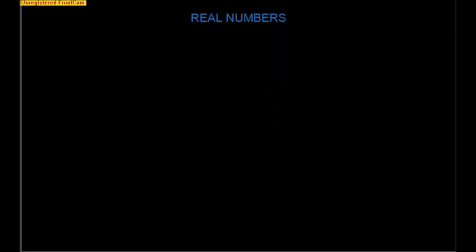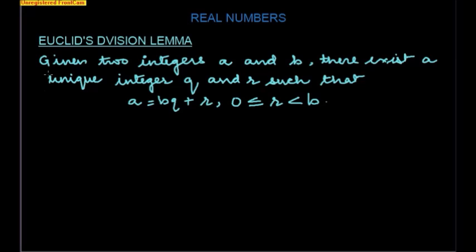Now I will tell you about Euclid's division lemma. Euclid's division lemma states, given two integers a and b, there exist unique integers q and r such that a is equal to bq plus r, where r is between 0 and b. Let us understand this lemma.